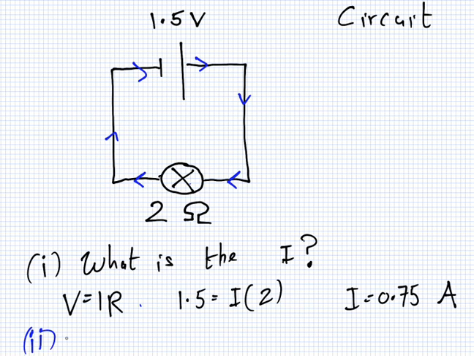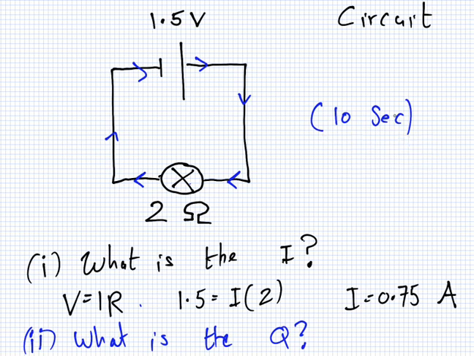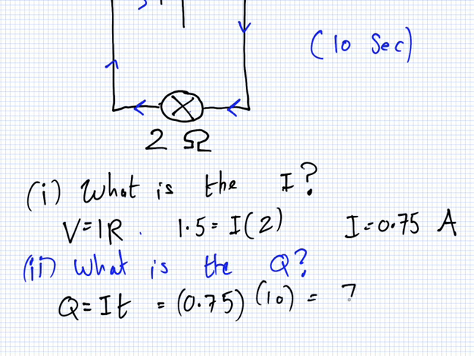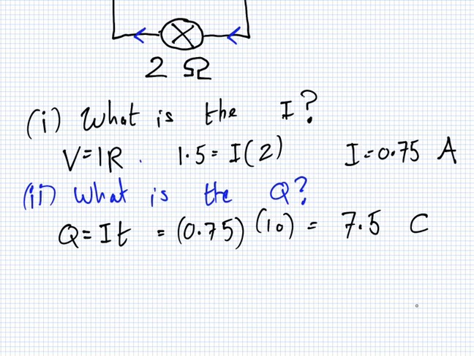Okay, I'll just give you another quick part here. So part two is, what is the Q? I need to give you some time here. So let's say this is on for 10 seconds. So what's the total charge that goes around? What formula do you need to use for that? I've only given you two, haven't I? So that equals 0.75 multiplied by 10, 7.5 coulombs.